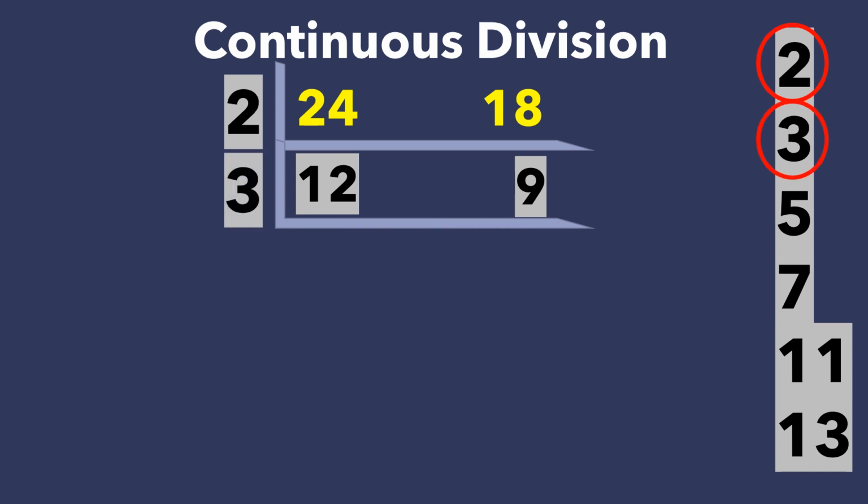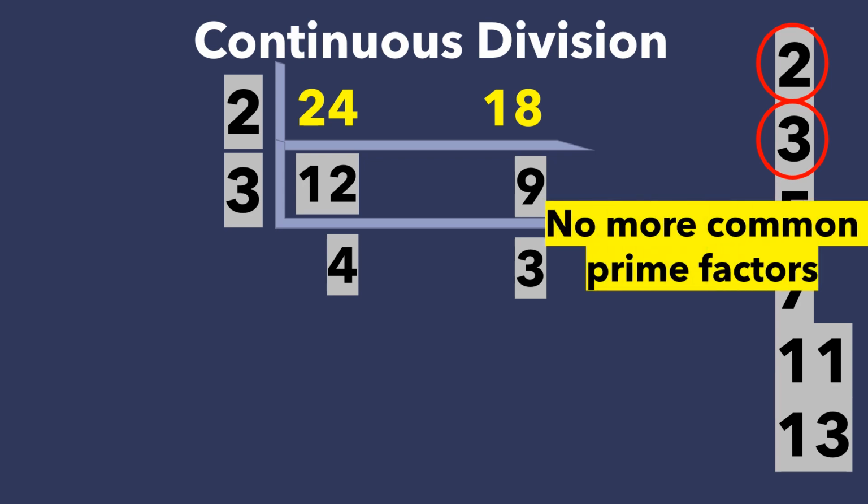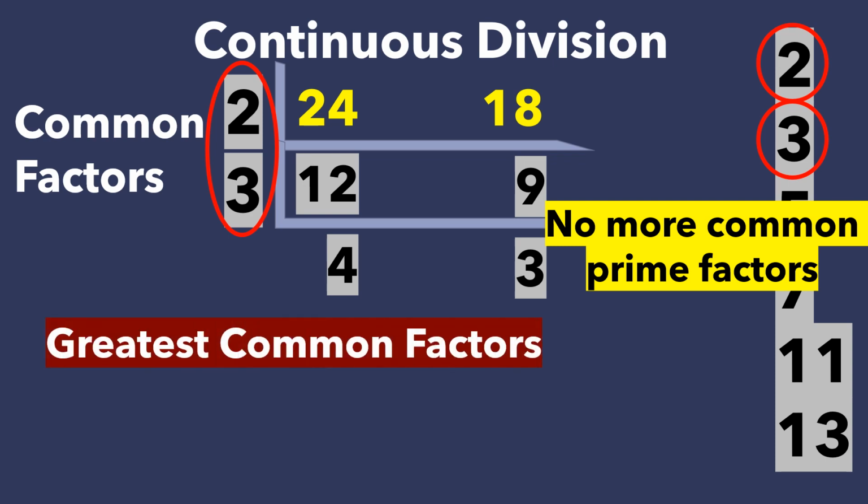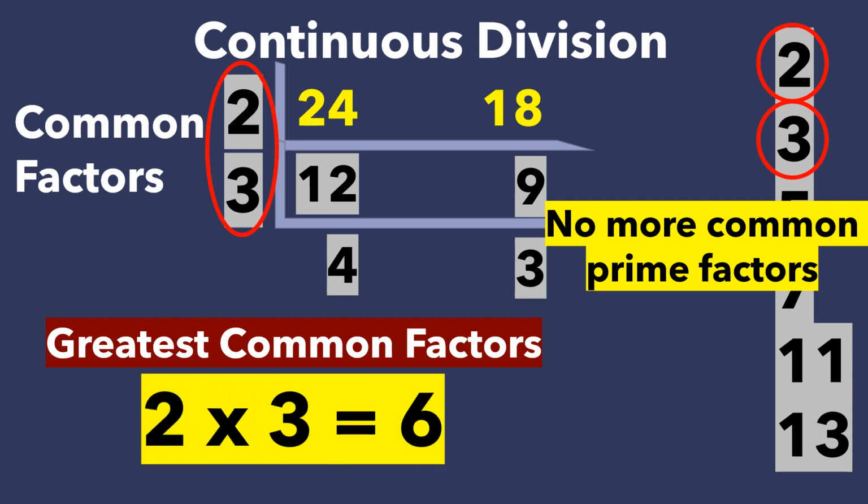So 12 divided by 3 is 4. And 9 divided by 3 is 3. So this time, class, 4 can be divided by 2, but 3 cannot be divided by 2 because it's already a prime number. So there are no more common prime factors. Now, by choosing the common factors, we only have 2 times 3. Okay? By getting the greatest common factor, we will multiply 2 times 3 equals 6. So remember, class, in continuous division, the GCF is on your left side. Okay?